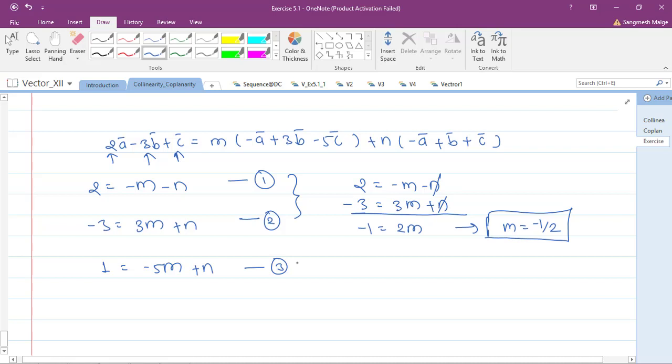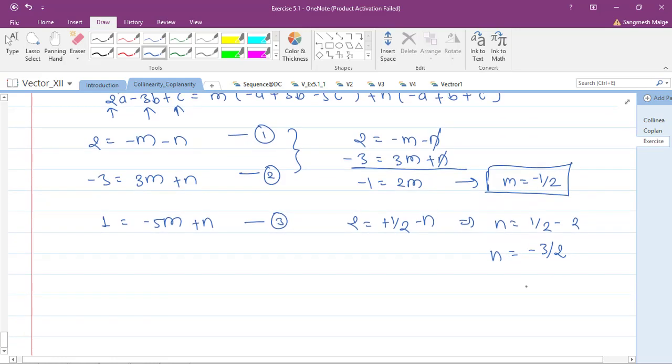If m is minus 1/2, substitute in equation number 1. So 2 is equal to plus 1/2 minus n, which implies n is equal to 1/2 minus 2, which is nothing but minus 3/4. Sorry, minus 3/2. Yeah, it should be minus 3/2. So n is minus 3/2 and m is minus 1/2.